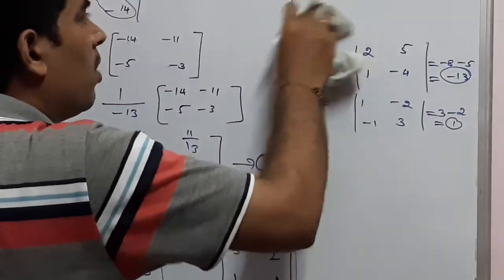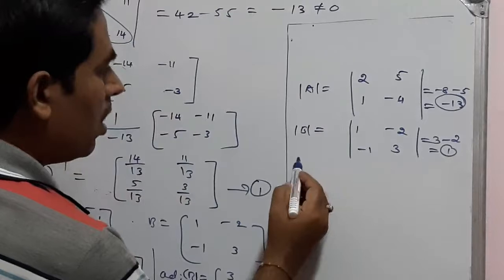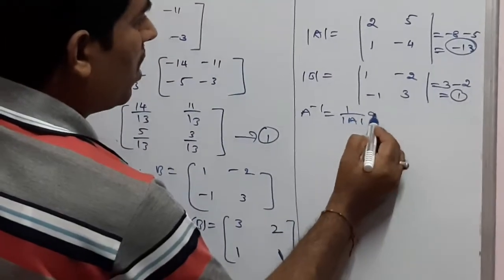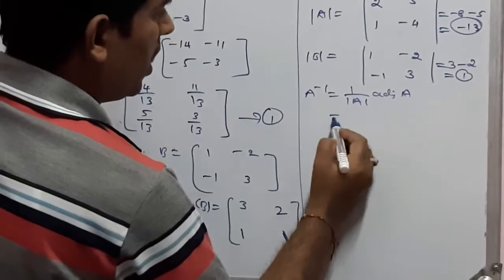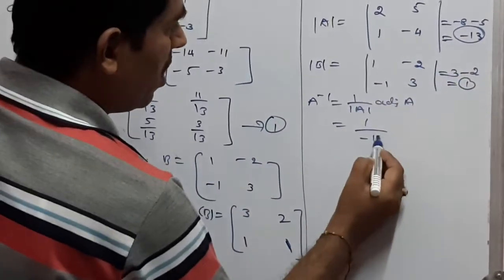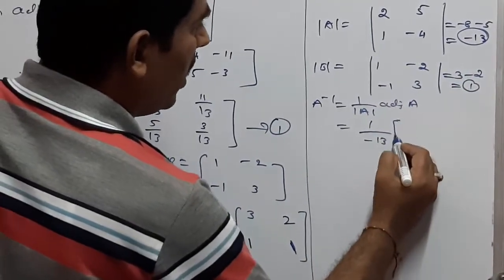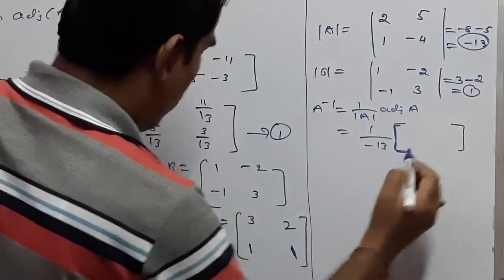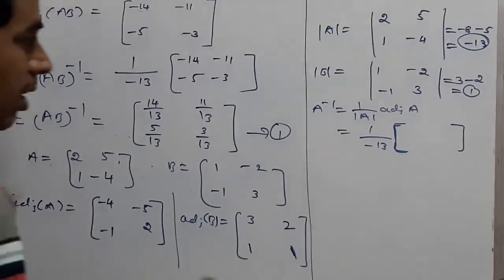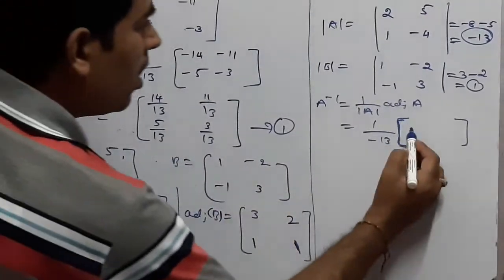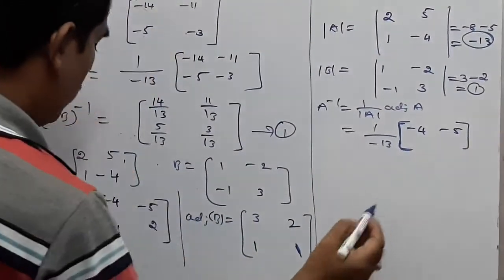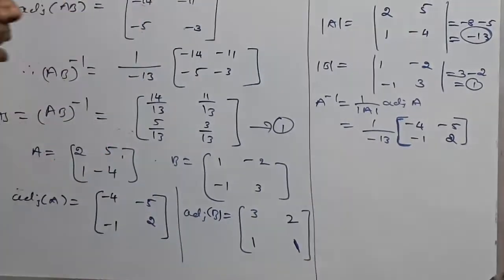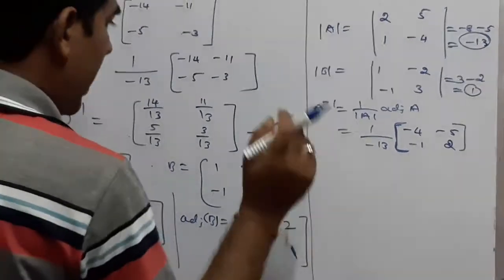So I will write the formula once again here. A inverse is equal to 1 by determinant of A into adjoint. That means 1 by, determinant of A is minus 13, into adjoint of A. What is the adjoint A? I will replace this here. Adjoint A: minus 4, minus 5, minus 1, 2. Okay, this is A inverse.